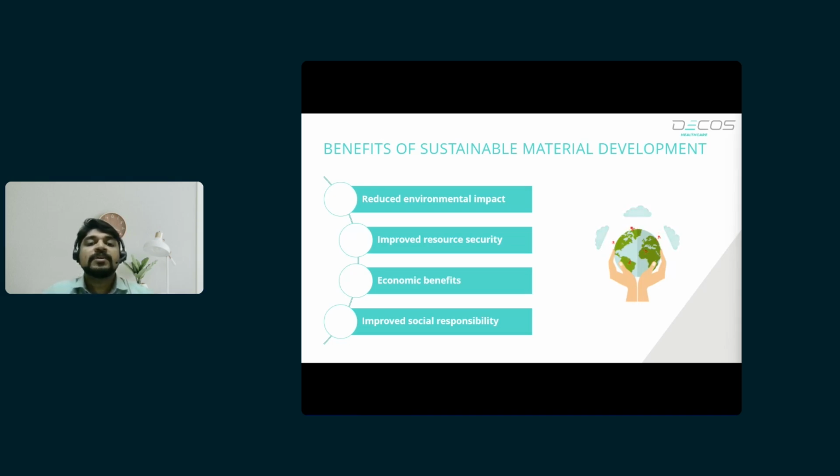So there are major benefits. These are the major benefits of sustainable material development. Reduced environmental impact, which can lower resource depletion, reduce pollution from processing and its disposal, and also minimize carbon footprint. The next is improved resource security: reliance on renewable resources and efficient recycling practices ensure long-term material availability.